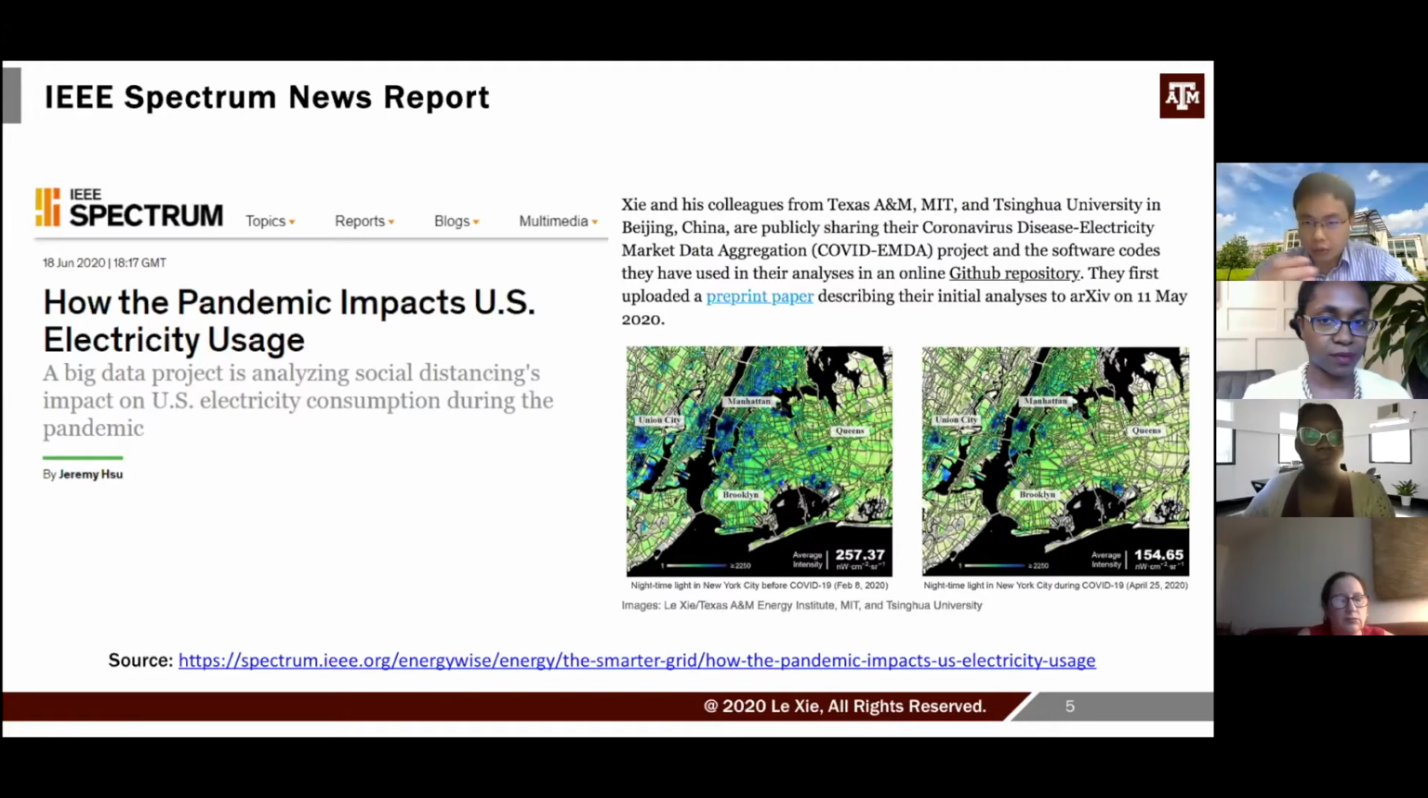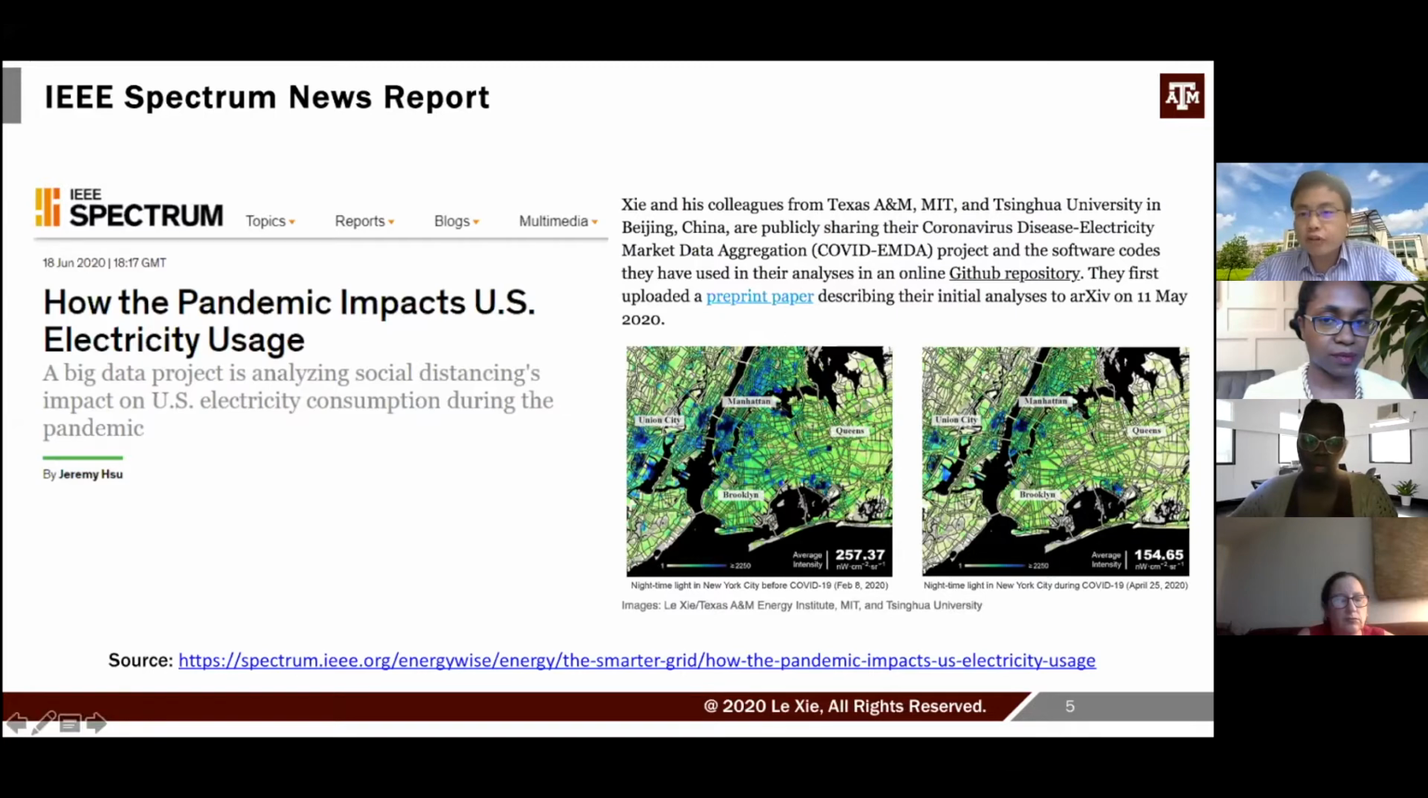This is taken during the midnight of February 8th and April 25th, okay? Of course, there is some ambient lighting, so we actually used an algorithm to take care of this ambient lighting. So what you see here is pretty much the lighting of the human activities, right? Electricity lighting. So what is your impression?